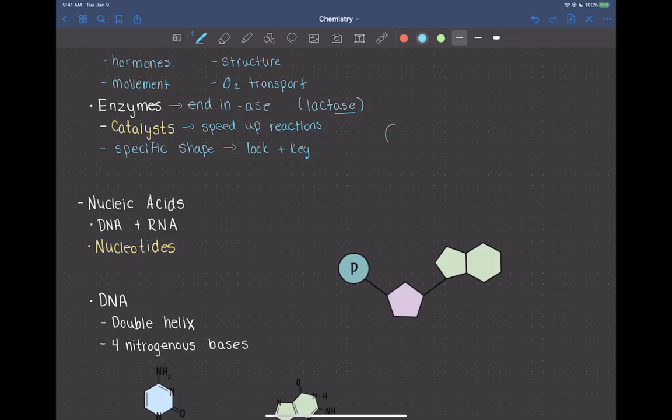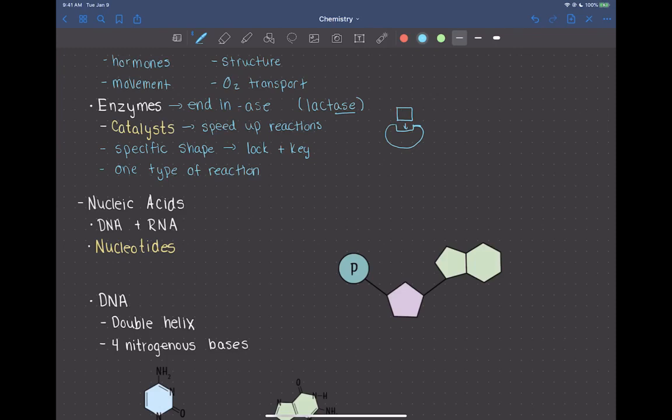If I were to draw it, maybe it'll look like this with a little square binding pocket, which doesn't look as square as I meant it to, right? And our little lactose will fit perfectly into that spot. So it has a specific shape that is made to bind to whatever it is going to be interacting with. All right, so enzymes are very specific. They only catalyze one type of reaction. So lactase would break down lactose, but it would not break down maltose. They're extremely specific for one type of reaction.